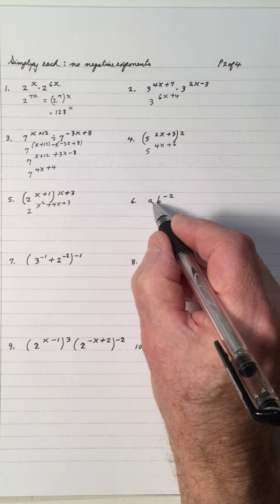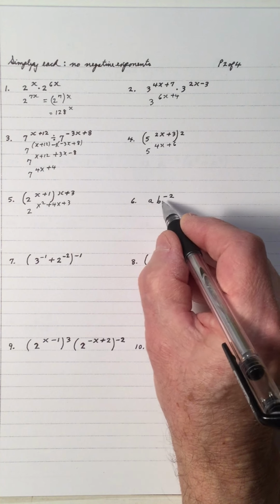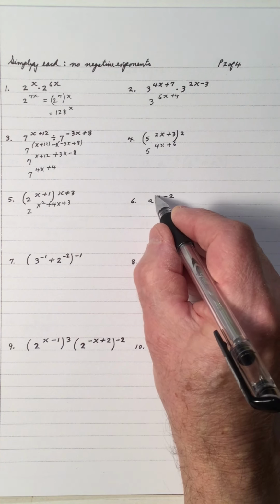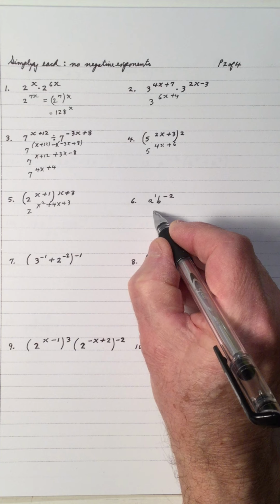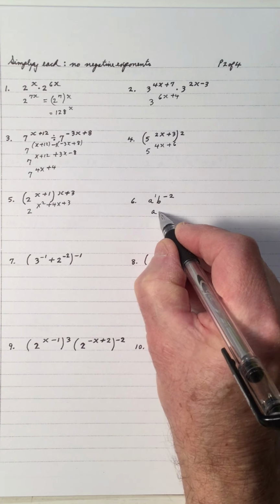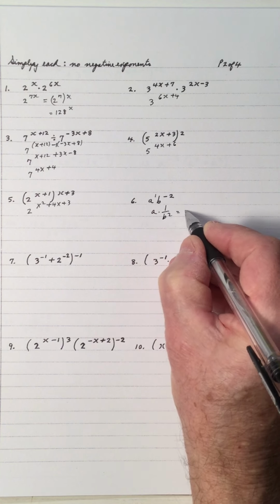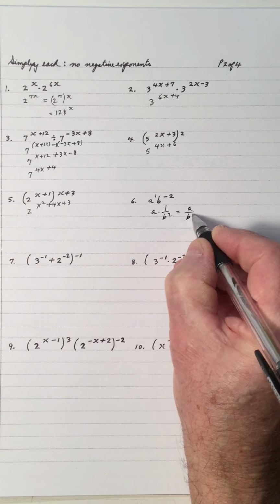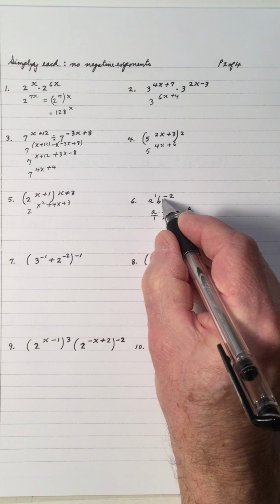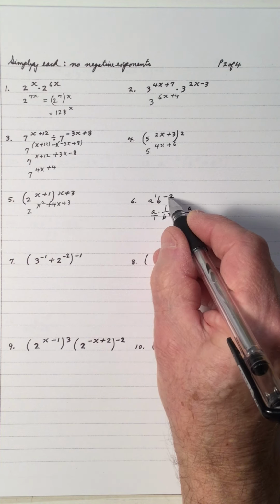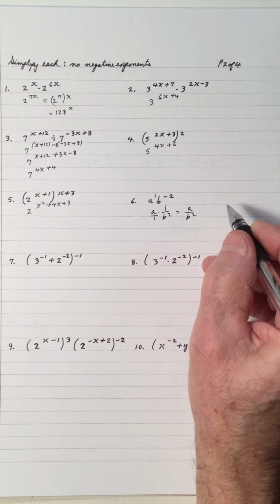And notice here we have a, b to the negative 2. So the b is to the negative 2, not the a. The a got a 1. So that's a times 1 over b squared, which becomes a over b squared. Notice the b is to the negative power, so the b moved down to become positive.